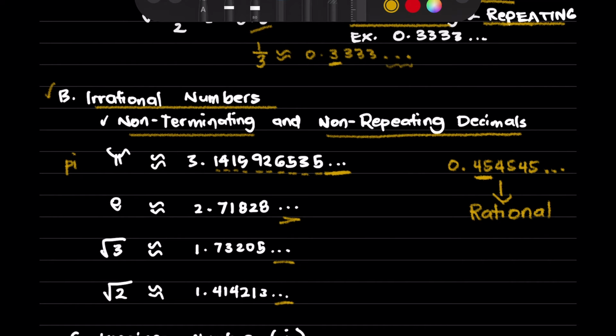Okay, another example, yung letter E, which is the Euler's number. So, ito rin, it is approximately, ang value niya is 2.71828 and so on and so forth. So, yan ay considered as irrational. So, wala siyang pattern na umuulit.